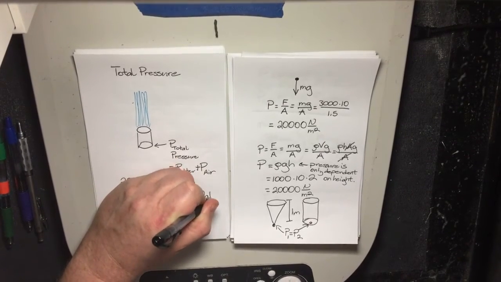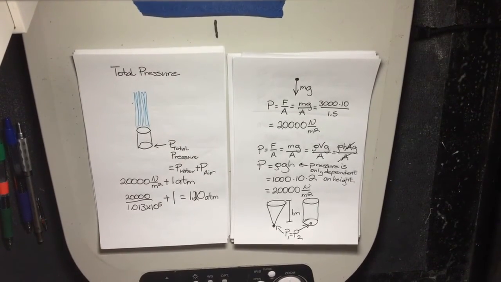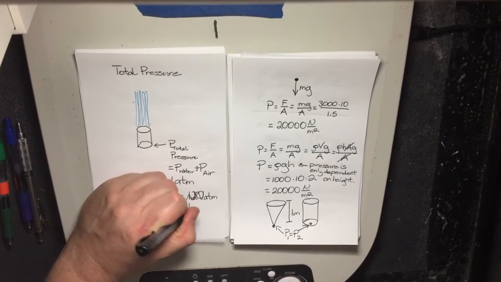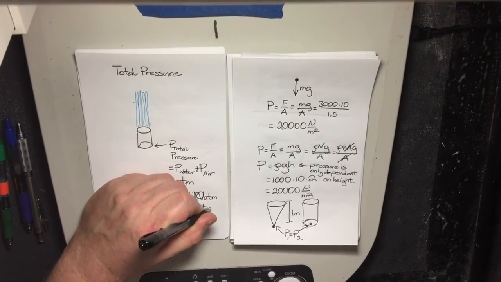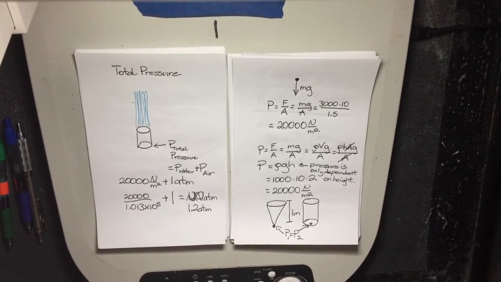1.20 atmospheres. So the total pressure at the bottom is 1.2 atmospheres. And that's the total pressure.